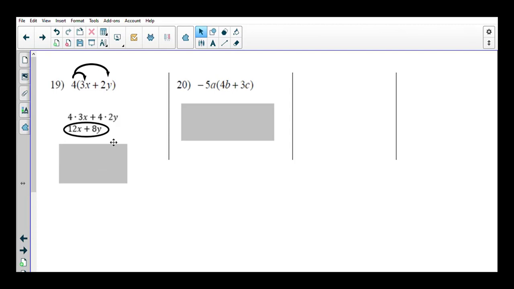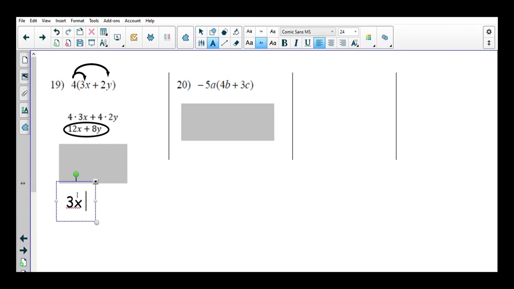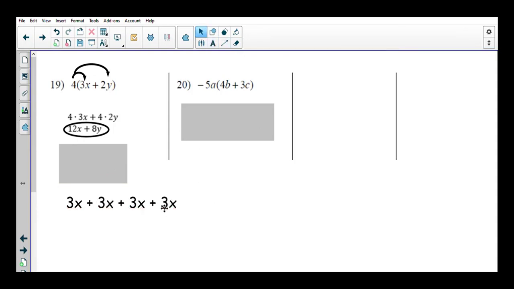And if you wonder why, it's because 4 times 3x is really 3x plus 3x plus 3x plus 3x. It's like adding 3x 4 times, which means we're adding like terms. We're able to do that.